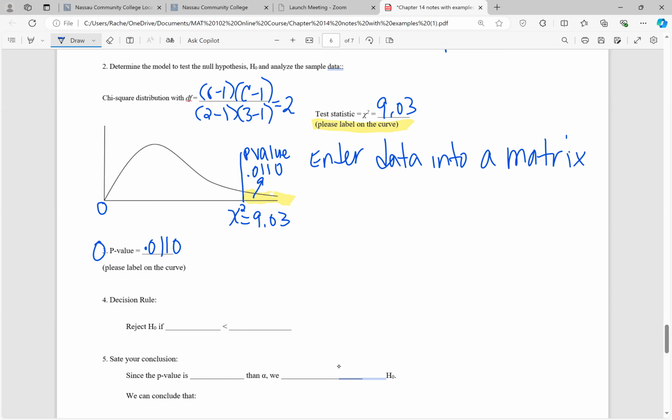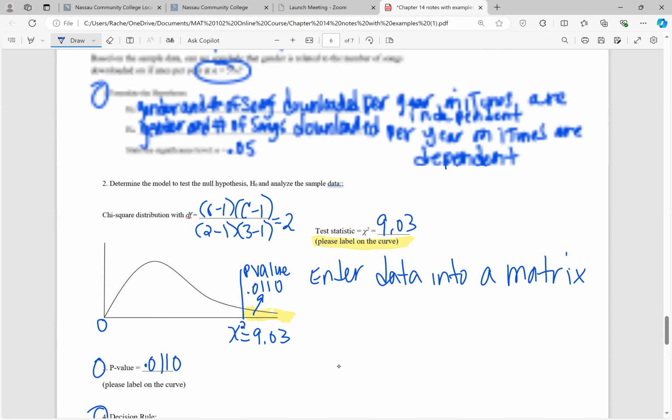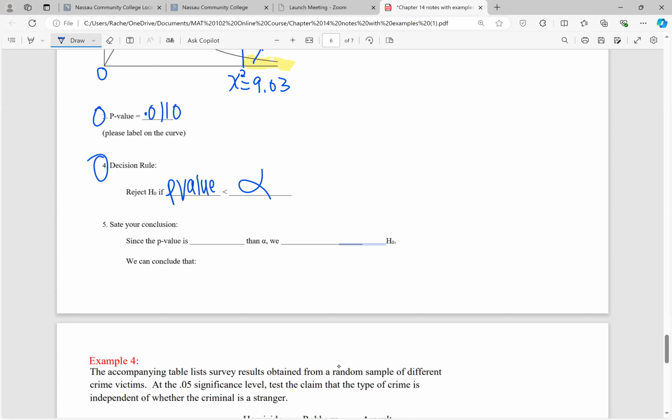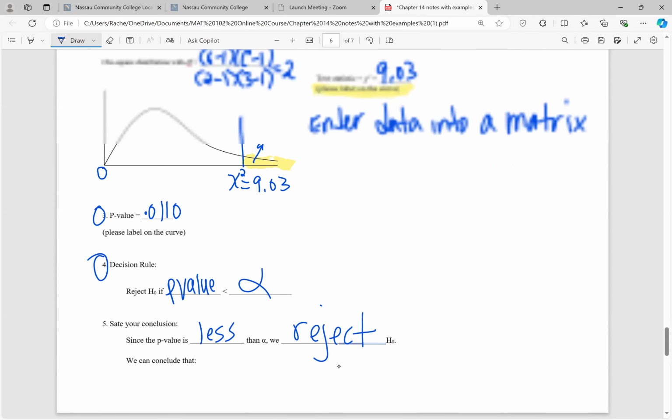Well, less than alpha, right? Because my decision rule, so let's look at step 4. We only reject the null hypothesis if the p-value is less than alpha. So we hope for a small p-value. Well, how small is small? It has to be less than alpha. So we're using an alpha level of 5% in this case. So is our p-value 0.0110 less than alpha of 5%? Yes. So since the p-value is less than alpha, we reject the null hypothesis to go with the alternative.